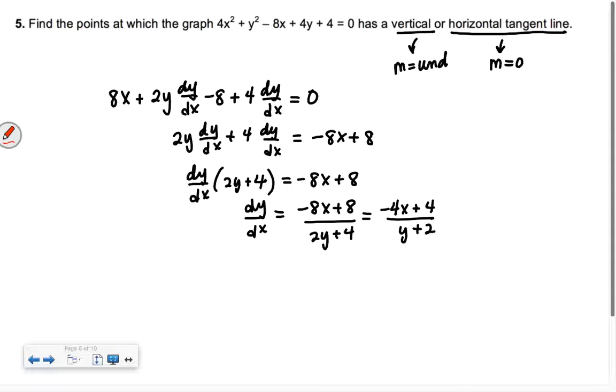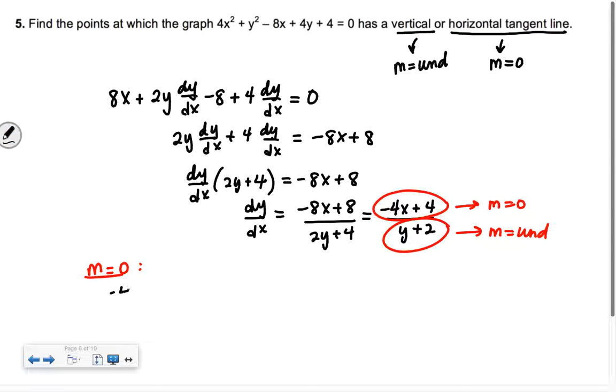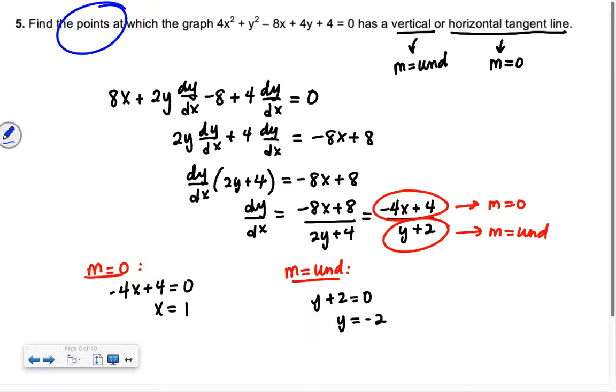So we're trying to figure out when our slope equals 0 and when our slope is undefined. Our slope equals 0 when our numerator is equal to 0. So negative 4x plus 4 equals 0. So that's at x equals 1. And then our slope is undefined when y plus 2 equals 0. So y equals negative 2. But be careful, the question says find the points.